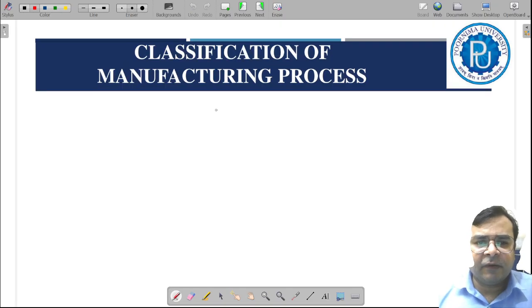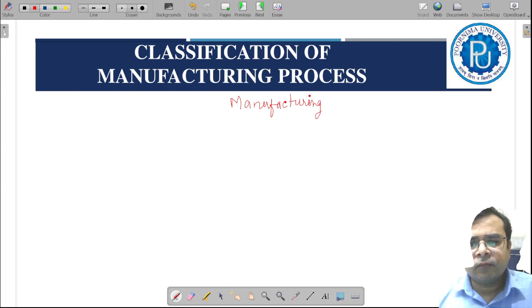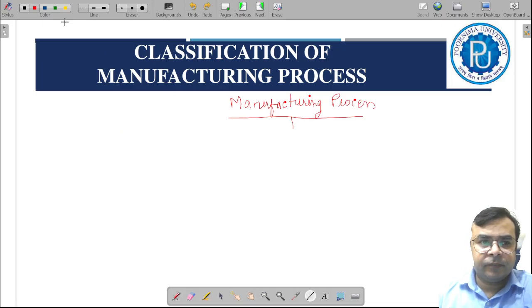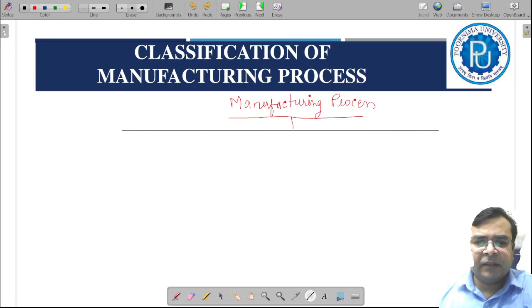Next, classification of manufacturing process. Basically, manufacturing processes are divided into four broad categories. One is the metal casting process. Another one is the metal forming process. Then the metal cutting process, and then the fabrication process.